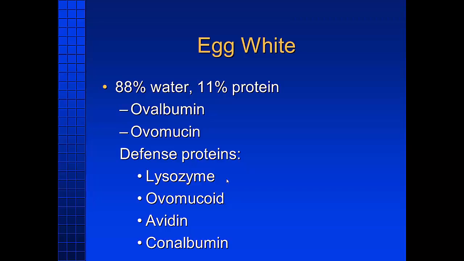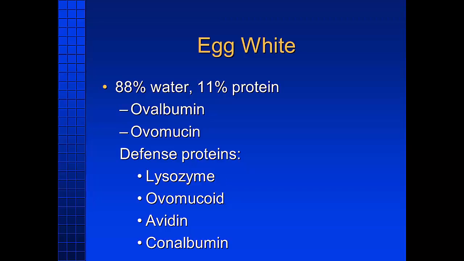So trypsin is a digestive enzyme that digests proteins. So bacteria have trypsin, so they can digest the egg white protein. But this trypsin inhibitor is going to prevent the bacteria from digesting the egg white protein. So it's also a defense mechanism.